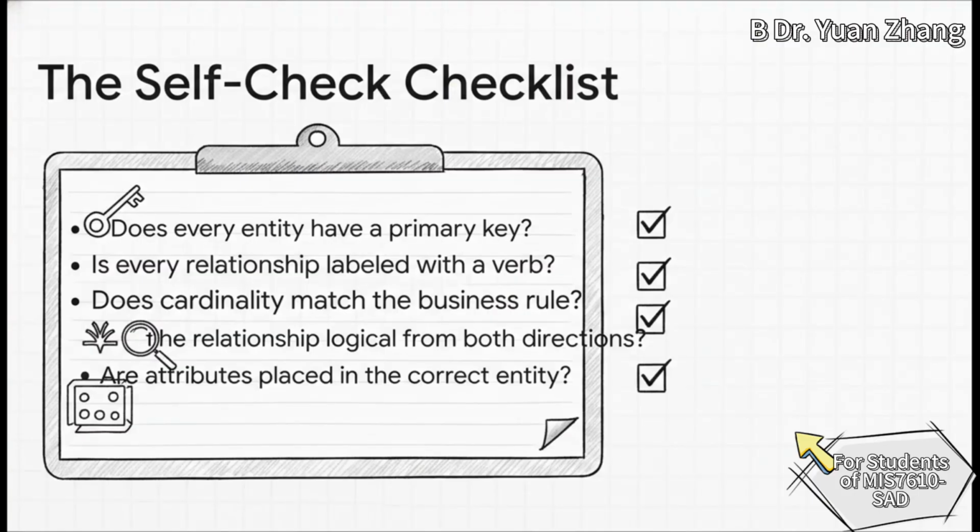So here's a little self-check checklist for you. Before you even think about turning this in, ask yourself these questions. Does every single entity have a primary key? Is every relationship clearly labeled with a verb? Does the cardinality actually match the business rule? Did you read the relationships in both directions? And are all the attributes in the right home? Seriously, running through this list will help you catch most of the common errors.